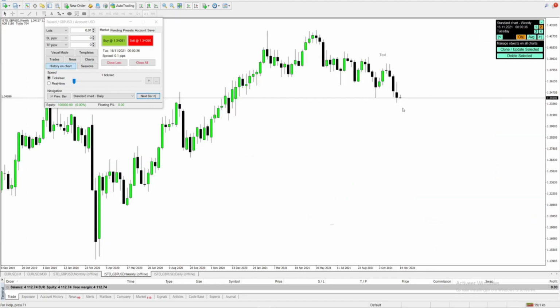For the weekly, if we look at the weekly time frame, we can trade up a little bit more in this volume imbalance up here. So this is the gap in price.